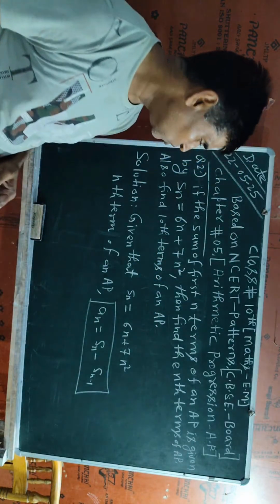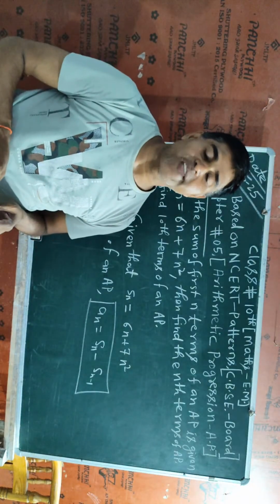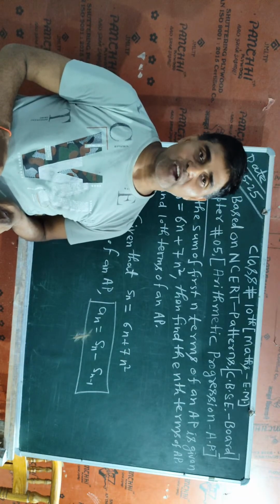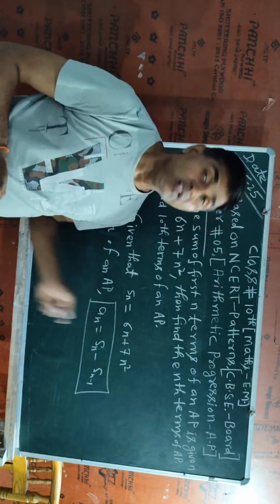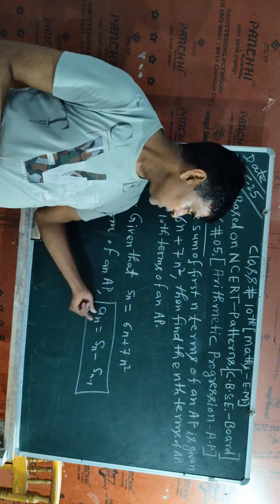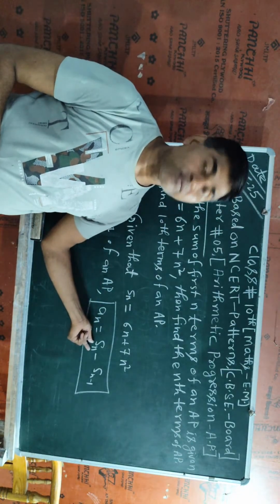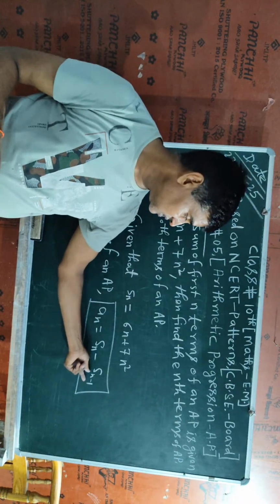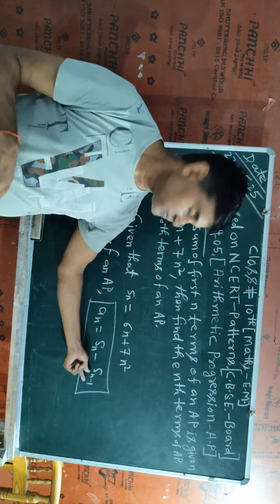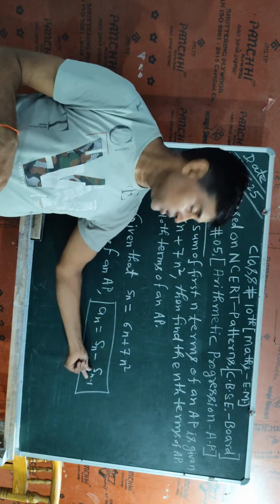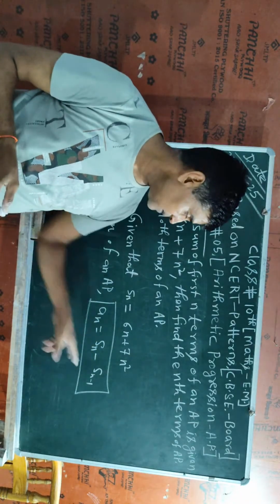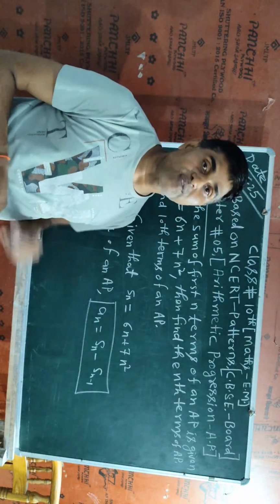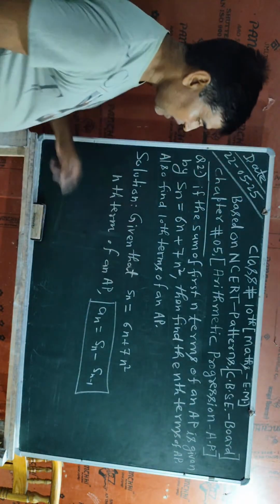Because if the sum of n terms of an arithmetic progression is given, and we have to get the nth term of that arithmetic progression, it can be obtained this way. This is the sum up to the last term, and this is the sum up to the term just before it. So I will take the difference of these two terms, and that value will be the nth term of that arithmetic progression. Now I will use this formula.